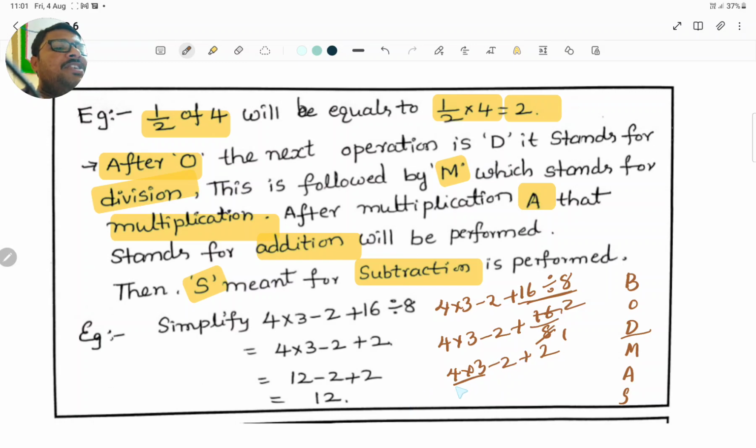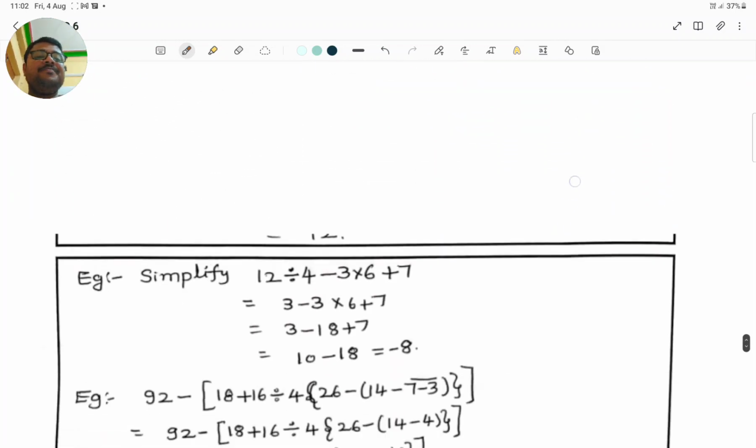Next, after division, multiplication: 4 into 3 is 12, minus 2 plus 2. Again doing addition, 12 plus 2 is 14, minus 2 is there. Again subtraction, and the answer is 12. 12 is the answer. Do you understand this one? Okay, next one.